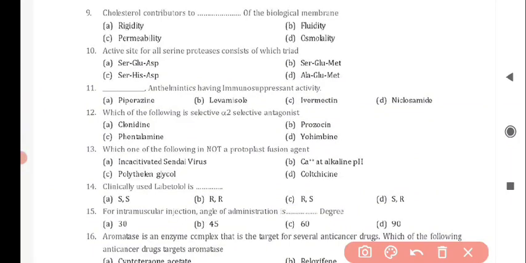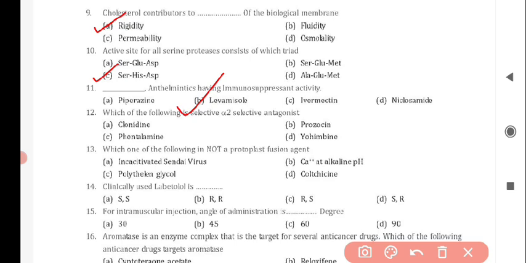Next question is cholesterol contributes to dash of the biological membrane, and the correct answer is option A, it contributes to rigidity. Next question is active site for all serine protease consists of which triad? And the correct answer is option C, serine, histidine and asparagine. Next question is which anthelmintic has immunosuppressant activity? And the correct answer is option B, levamisole.